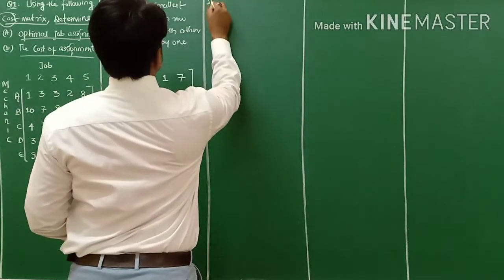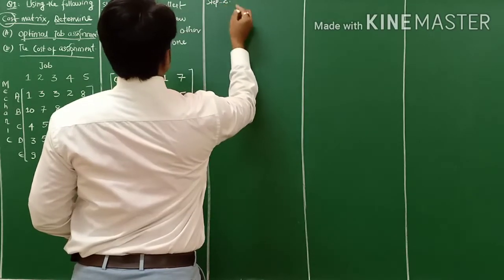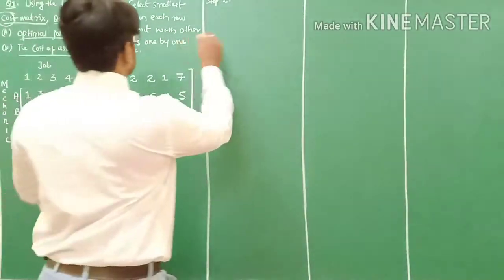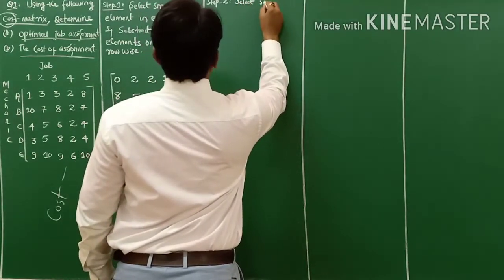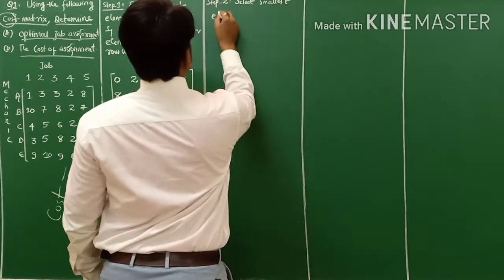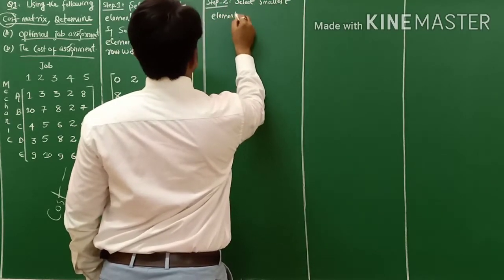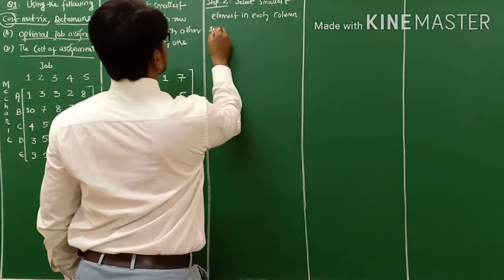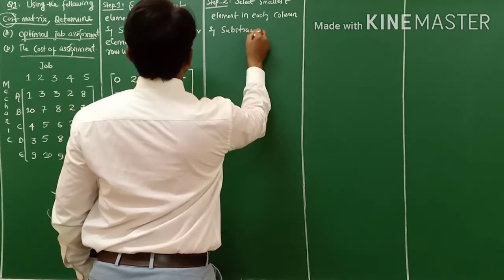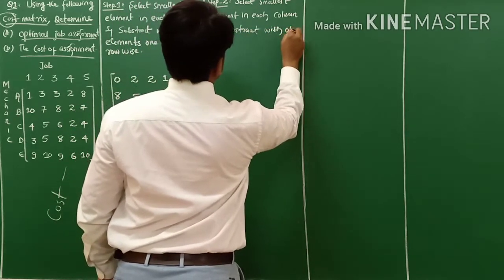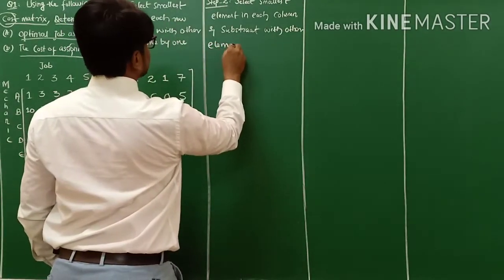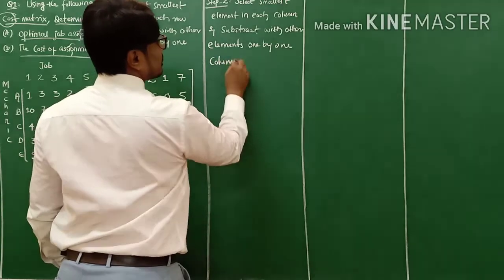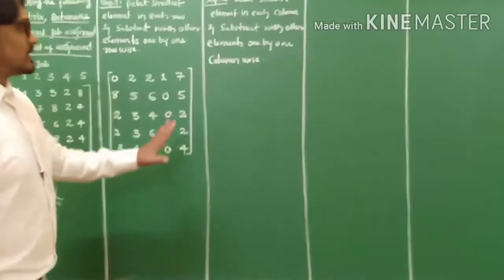What is this step number 2? So I write here step number 2. Step number 2 is similar to step number 1, but instead of row, I just write column. See, simple. Select the smallest element in each column, and subtract it from the other elements one by one, column wise. Am I right?